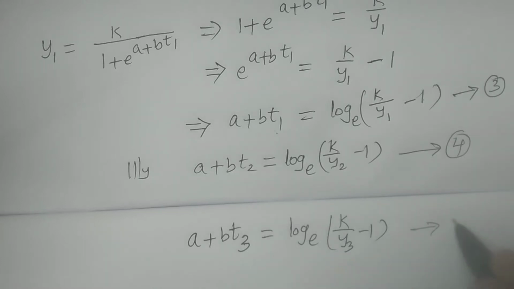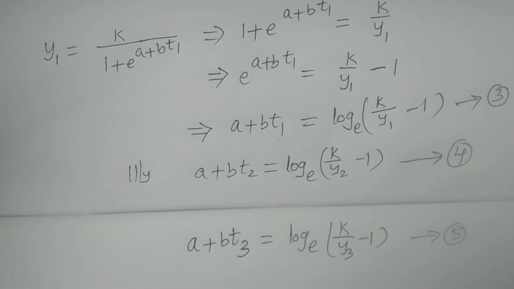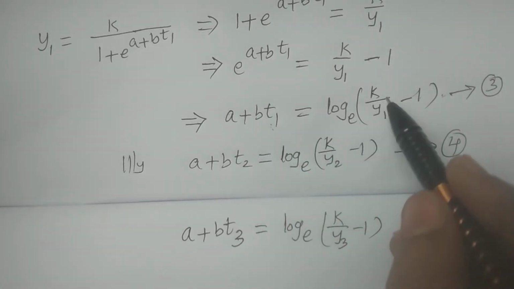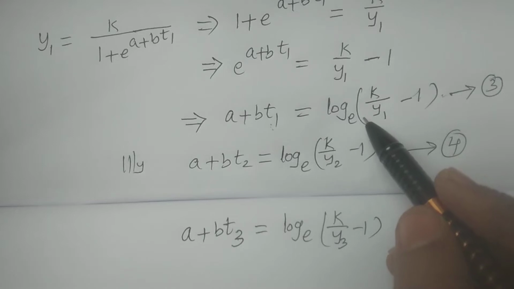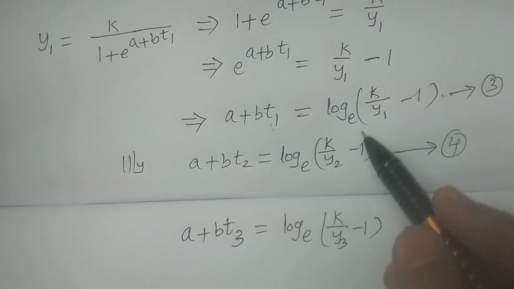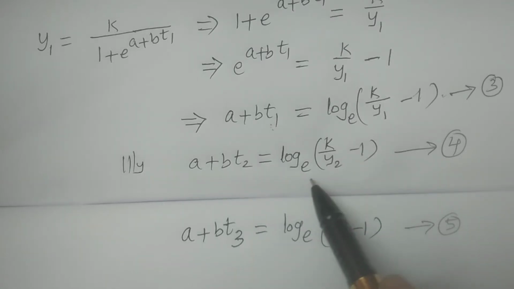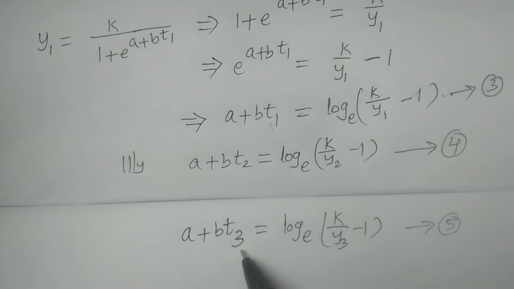So these are the three results we have obtained from y1, y2, y3 from equation 2. From y1 we have a plus b t1 equal to log of k by y1 minus 1 to the base e, and similarly a plus b t2 is equal to log of k by y2 minus 1, and a plus b t3 is equal to log of k by y3 minus 1. These are the three particular values we have obtained.